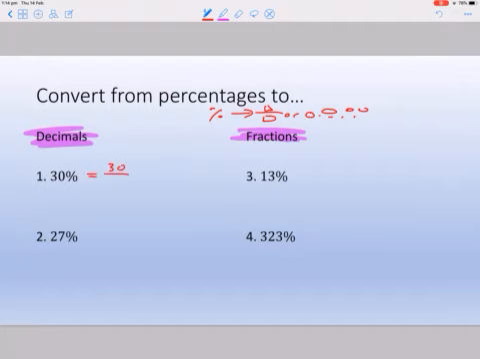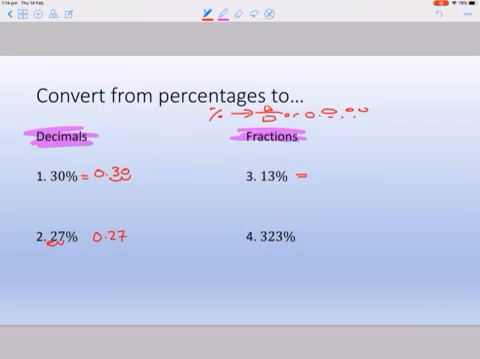The first one's the decimals. So divided by 100. So we're going to go 30, and we're going to start this way, and we'll put a decimal point there. So it's 0.30 in decimals, and this one's just going to be 0.27. Okay, so we start at the end, move the decimal twice.